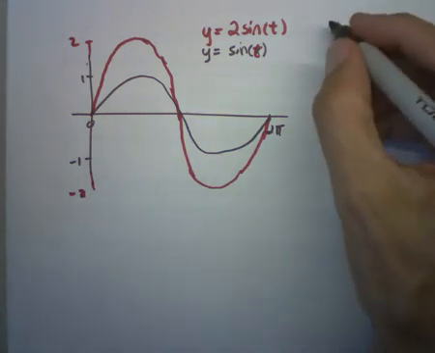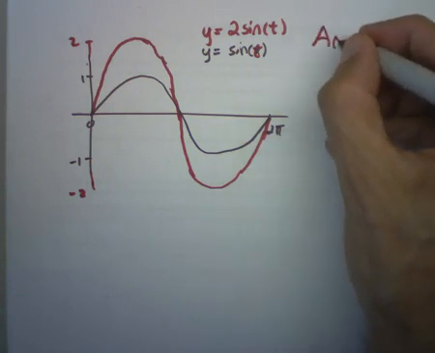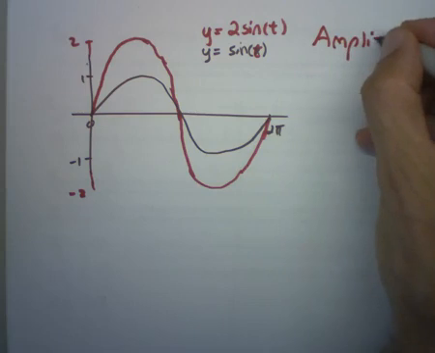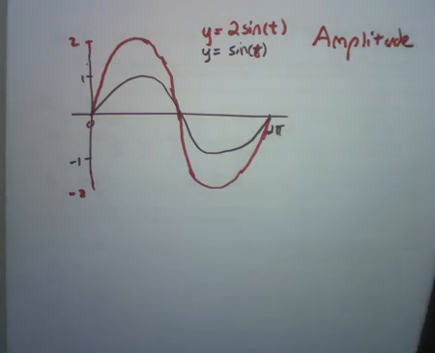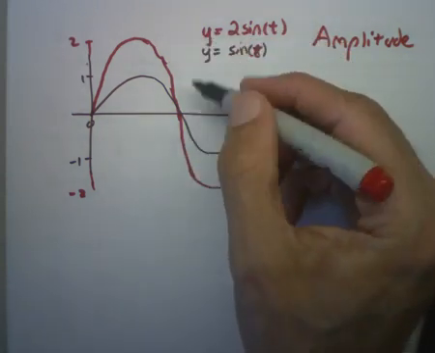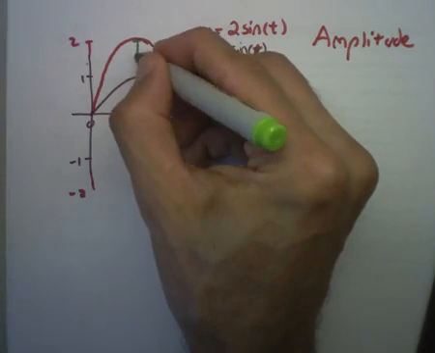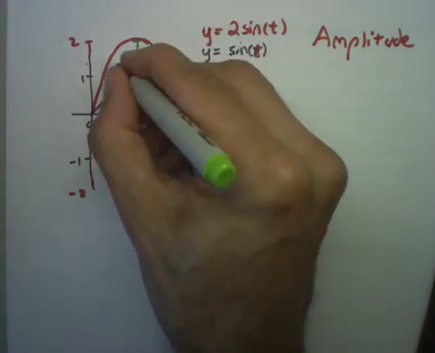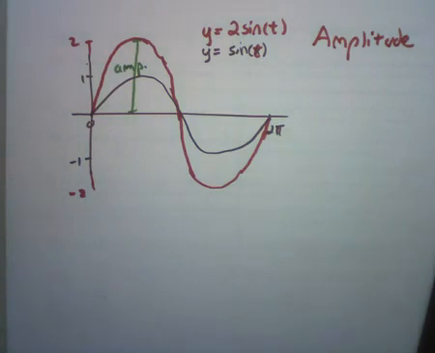And in trig, we have a special name for that kind of transformation, which is amplitude. Amplitude just refers to the distance from the middle of the sine wave to the top of the sine wave. So let's get a different color here. That distance right there is the amplitude, which happens to be 2 for this function.